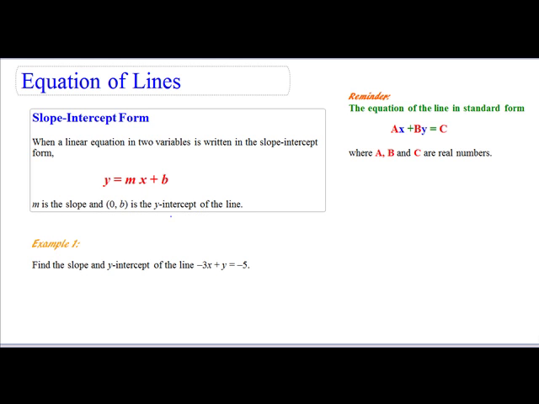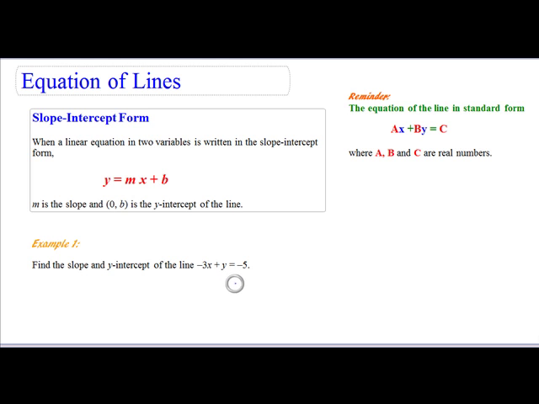Let me show you the example. Look at example number 1. We're going to find the slope and the y-intercept of the line, which is minus 3x plus y equal to minus 5. This is the equation of the line written in the standard form. Now, from this equation here, there's no way we can determine the slope or the y-intercept.